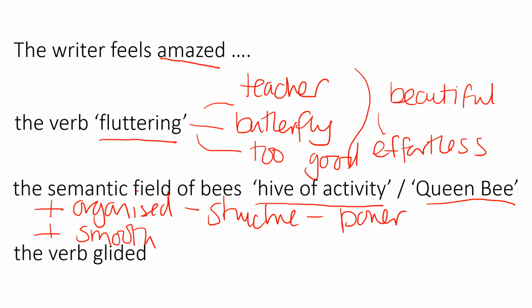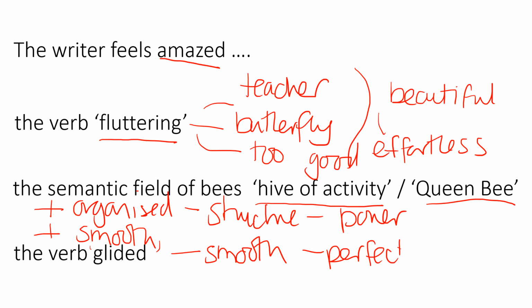Right, let's look at the next one then. The verb glided. Well, if something glides, it seems to be very smooth movement, isn't it? It's a smooth movement, and it's almost like it's a perfect movement. And you can see that exploring what the word means helps you to understand. So this teacher moves in such a smooth, perfect way.